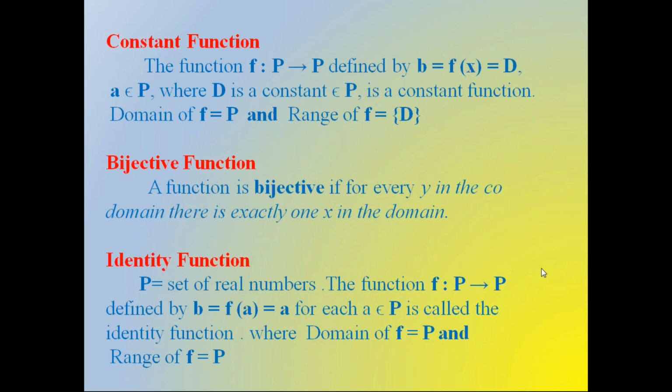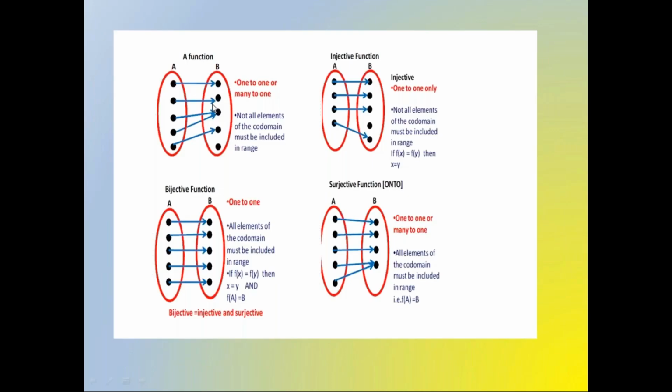Now, if you look at the diagram, the first one is an example of a one-to-one function or many-to-one function. For one-to-one, all the elements of set A are related to some of the elements in set B. Then we may call it a one-to-one function. Many-to-one means 3 and 4 are related to the third element of set B. Therefore, we can call it a many-to-one function. Not all elements of the codomain must be included in the range. That is important. In set B, the last element is not correlated to any element of A.